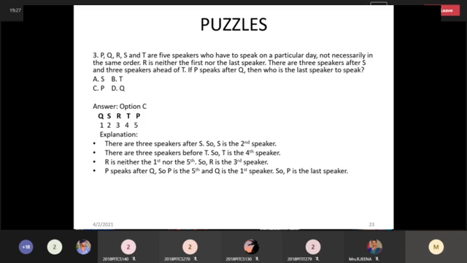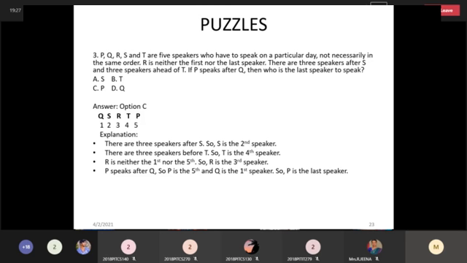There are three speakers after S. So S is the second speaker, and then there are three speakers before T. So T is the fourth speaker. Before T, we have R, S, and then Q. So that means T is the fourth speaker.